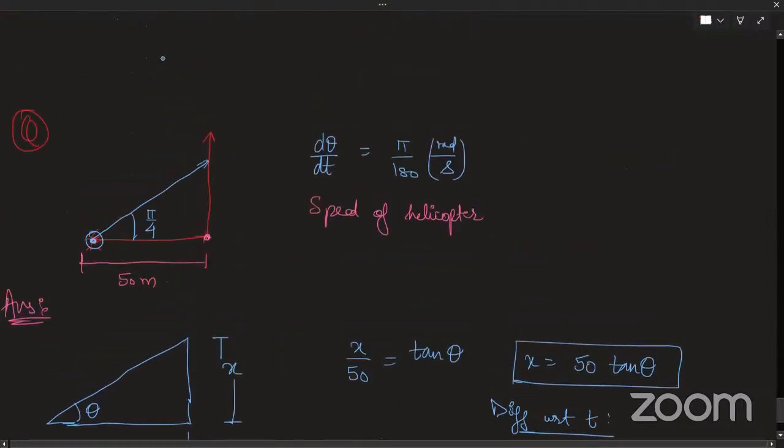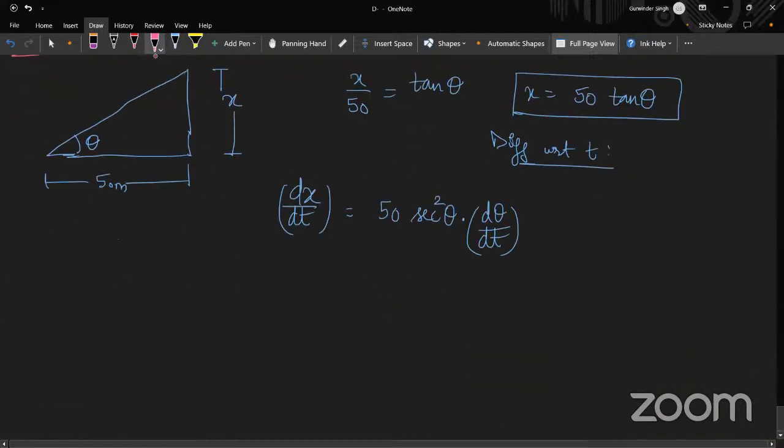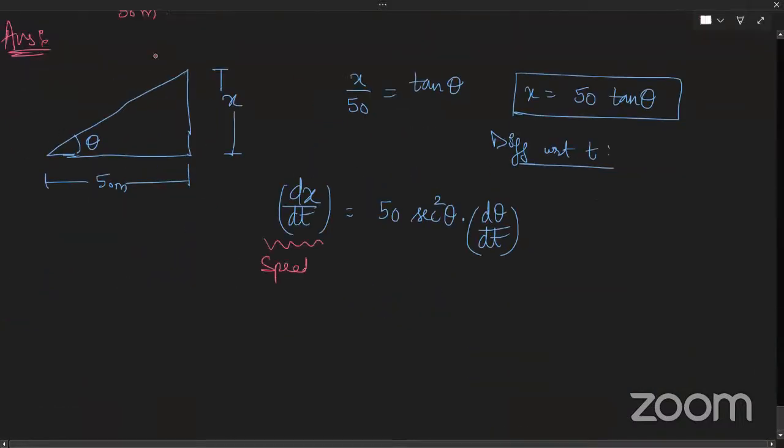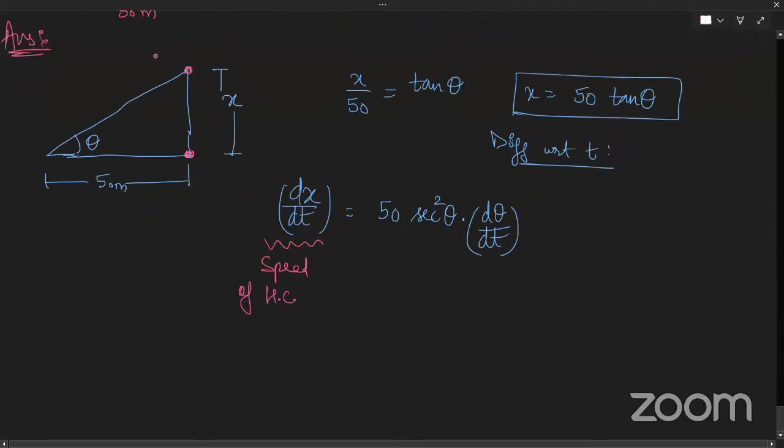It is asking me the speed at which the helicopter is rising. So can I directly say that dx by dt is the speed at which the helicopter is rising? Because x is the height at which the helicopter is. So obviously dx by dt will mean the speed at which the helicopter is rising.